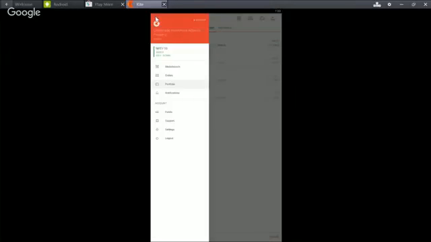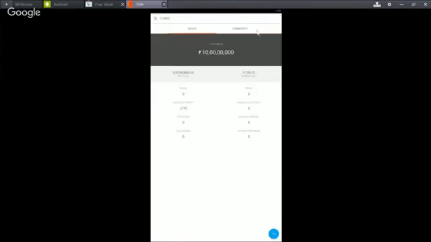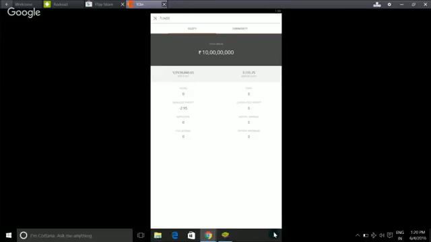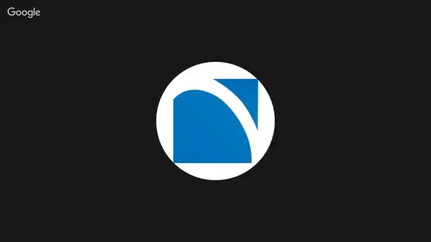As I said, the notification which was on the web is also available on the Android. Funds is again straightforward. If you want to add funds, you come down and click on add, and then you can add the funds. Just give me a second.